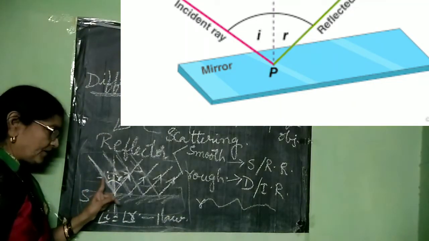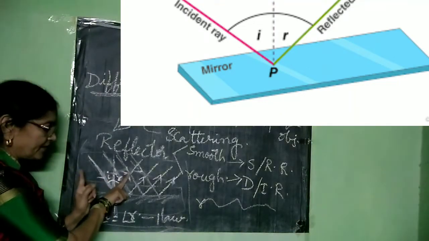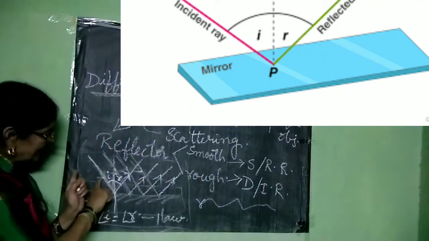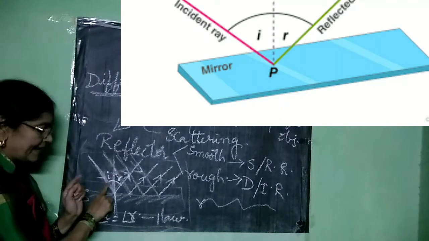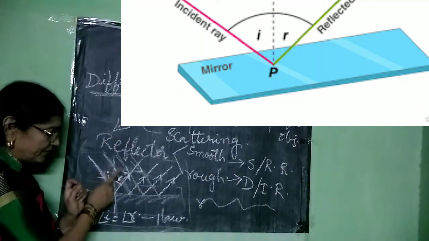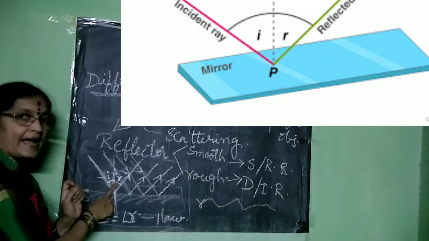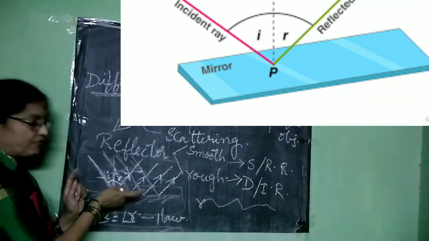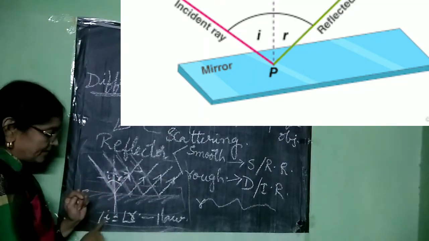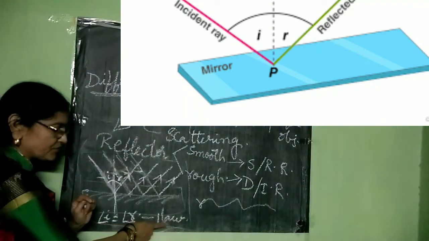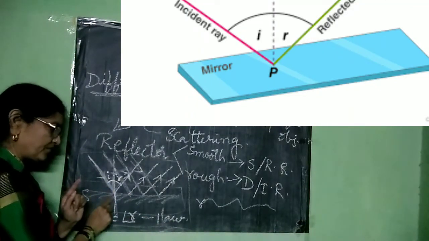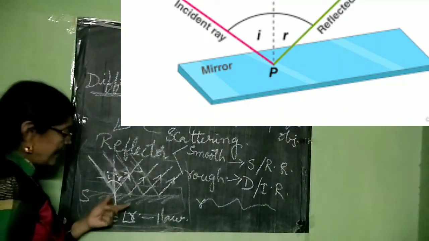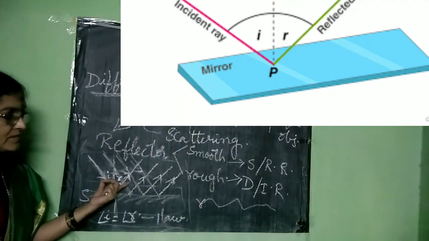Now, the reflected ray and incident ray lie on either side of the normal. The angle made by the incident ray with the normal is known as the angle of incidence. The angle made by the reflected ray with the normal is known as the angle of reflection. The angle of incidence is represented by small i, and the angle of reflection by small r. Angle i is equal to angle r. This is the first law. Then at the point of incidence, all three lie on the same plane, which is the second law. And the rays lie on either side of the normal, this is the third law.